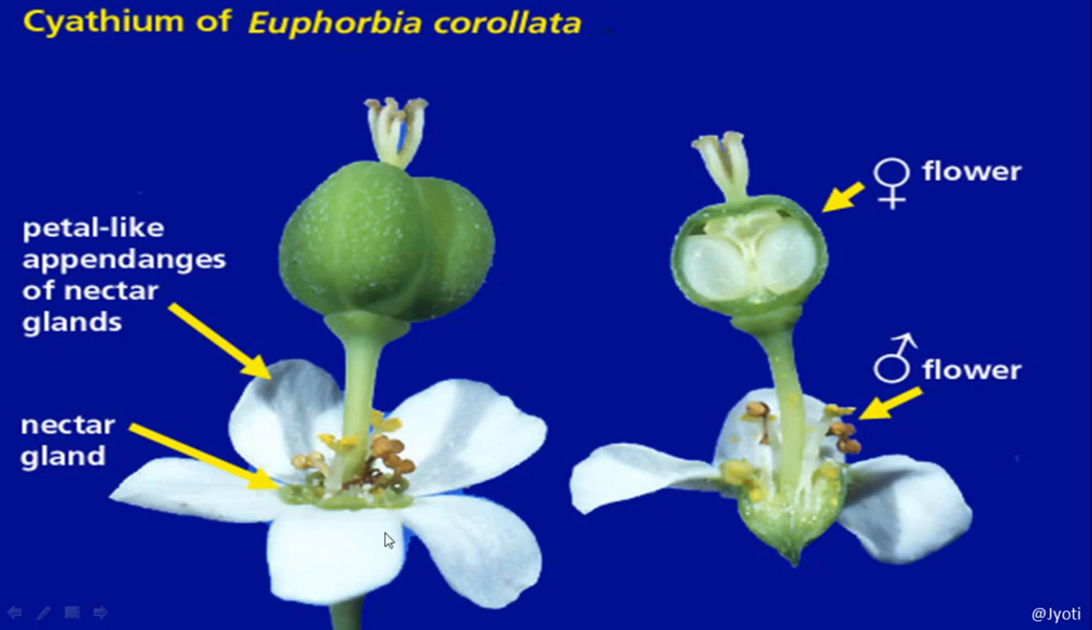On the involucre, that is the bract margin of the bract, some secretory glands are there, and these secretory glands secrete nectar to attract insects. The insects are attracted by this bract and feed upon the nectar, and while feeding upon the nectar and moving to other flowers, they pollinate the flowers.